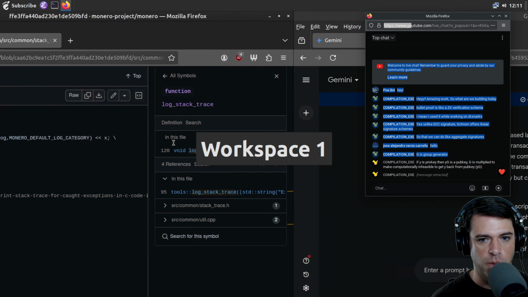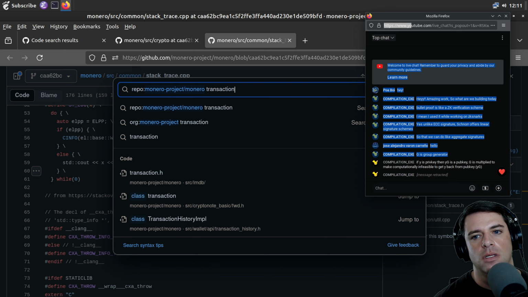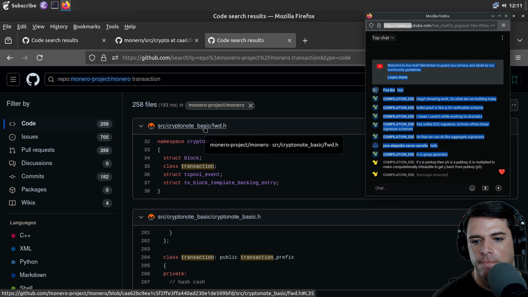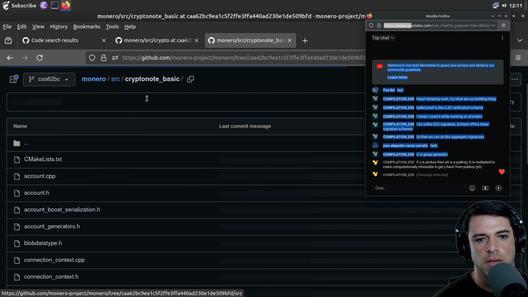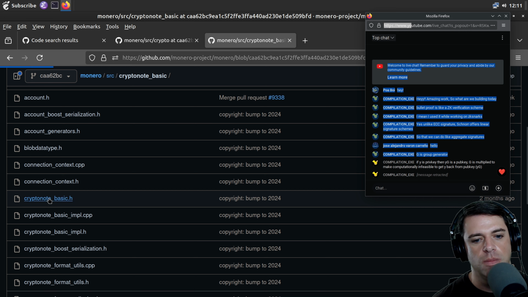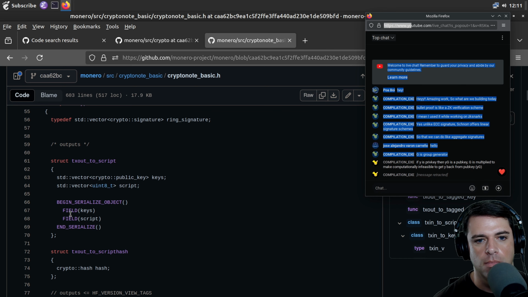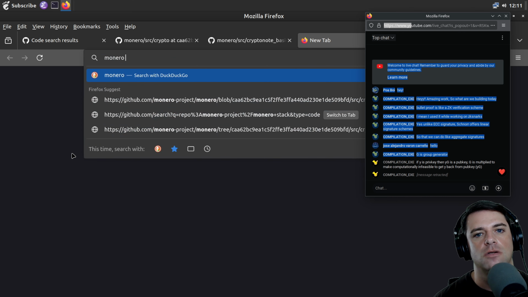Okay, so maybe what we want is a transaction. We're out of time, by the way, but just to see if quickly we can see maybe CryptoNote. Is that the basic building block? CryptoNote. CryptoNote basic. Yeah, that's where I was. We have outputs. Let's try Monero CryptoNote.